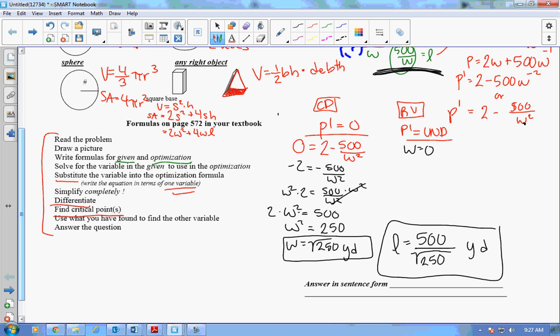What dimensions should be used to optimize the amount of fencing required to enclose an area of 500 yards squared? How would you write your answer in a sentence? So you'd say the dimensions required to minimize the amount of fencing of a 500 yards squared area are, the width is root 250 yards and the length is 500 over root 250 yards. Okay, write that out in a sentence, please. Restate the question.